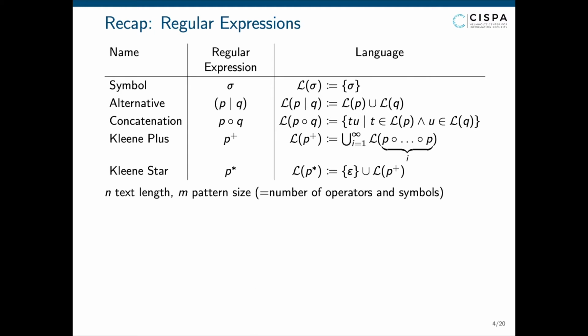And if not stated otherwise, we assume that n is the text length and m is the pattern size. And we define the pattern size as the number of operators and symbols in the pattern. And in the following, we also extend the definition of the alternative and the concatenation to more than two subpatterns.